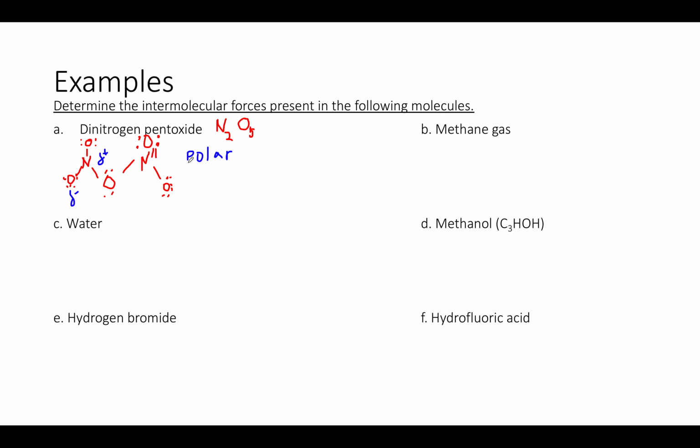But what forces are present? Well, we know it's polar, so like I said, all molecules have dispersion forces. So that's one answer. But we also have dipole-dipole forces here because of that partial positive and partial negative charge. But no hydrogen bonding because there's no hydrogen. So that's an easy one. There's no hydrogen. So no hydrogen bonding. So dispersion and dipole-dipole for dinitrogen pentaoxide.